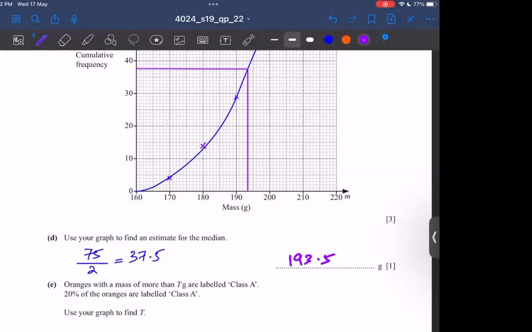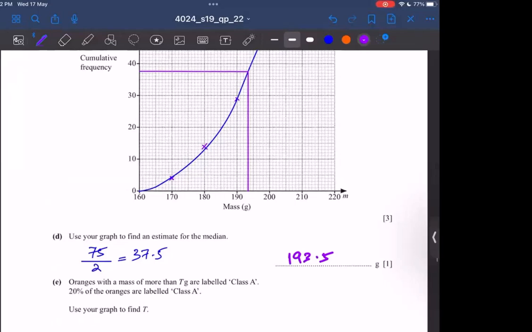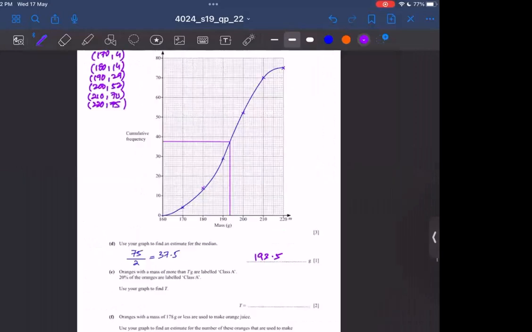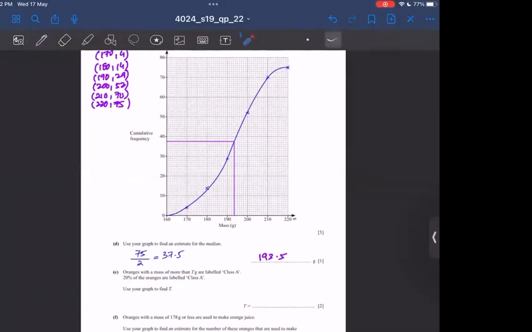Now we have: oranges with a mass of more than T grams are labeled as class A. 20% of the oranges are labeled as class A. Use a graph to find T. So we need to focus on this question first. If I write more than 170 grams, let's say T value is 170, this is not 20%.